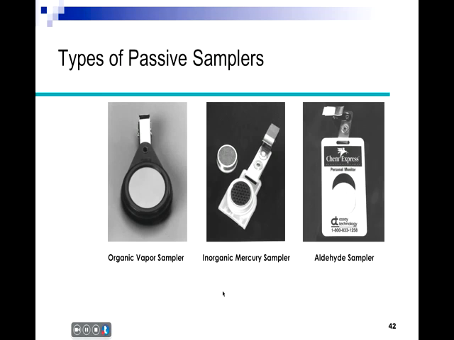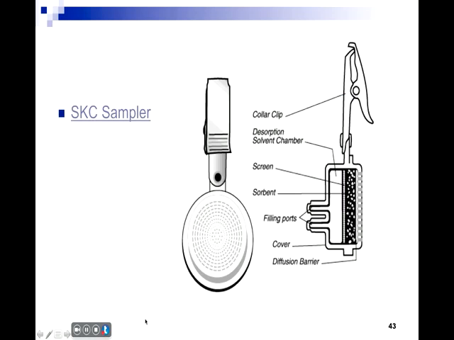The one on the left is an organic vapor sampler. The one in the middle will sample for inorganic mercury vapors, and the one on the far right can sample for aldehydes. So you can get these for a variety of different types of applications. This is an SKC sampler. This is a passive sampler. It works just like any of the ones that I showed you on the previous page.